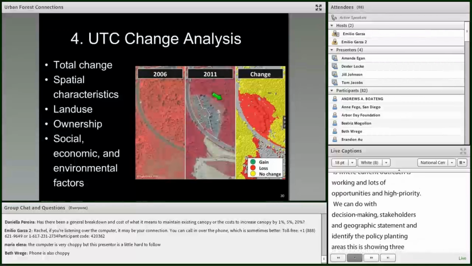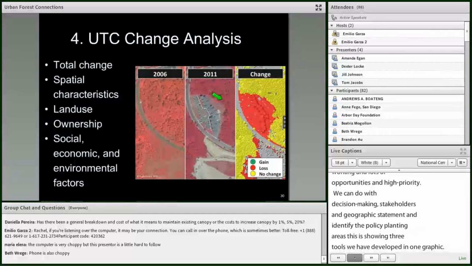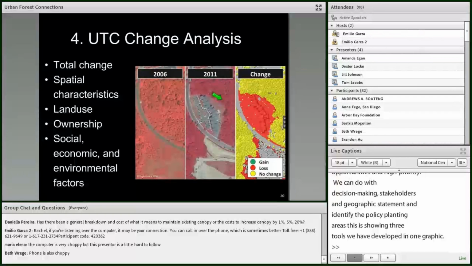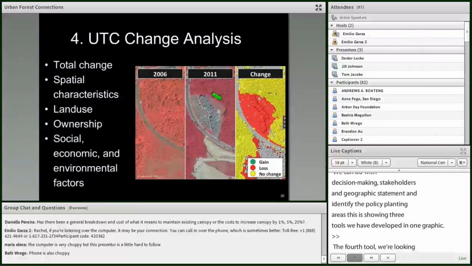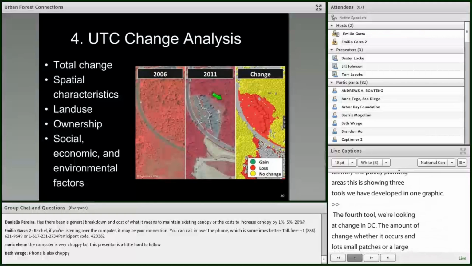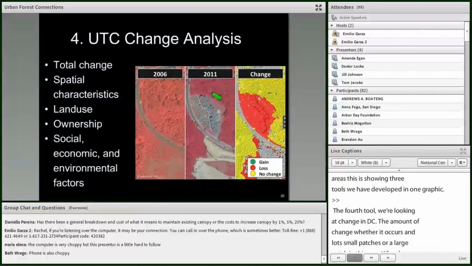And then the fourth tool, just briefly, is that we're starting to look at change analysis. This is from DC. The important thing here is we can look at the amount of change, whether the change occurred in lots of small patches or, in this case, a large patch, who the owners of those changing landscapes are, and how those are related to different social, economic, and environmental factors.